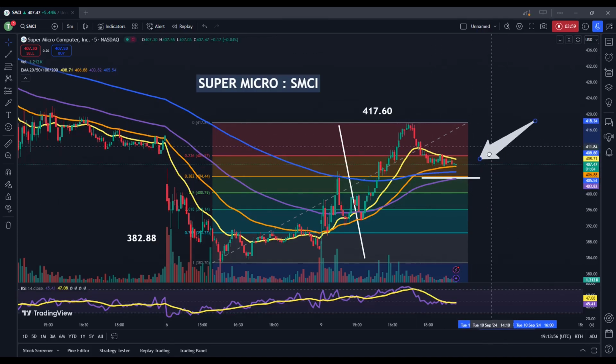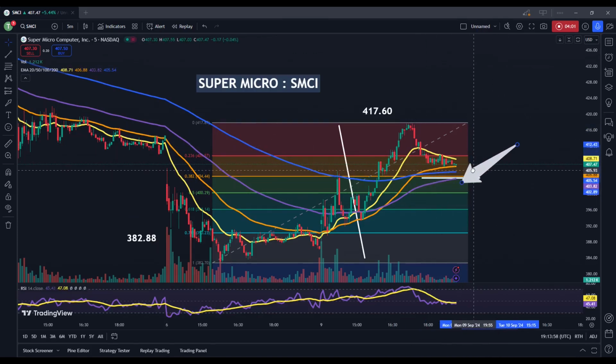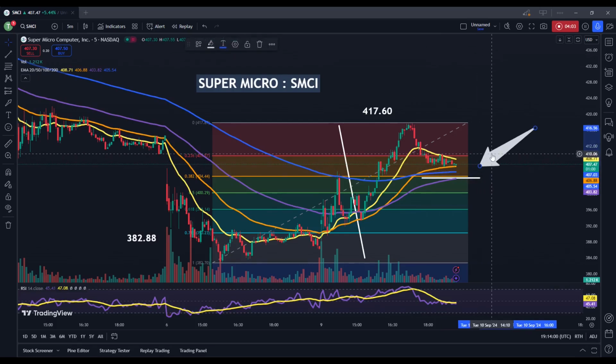As we can see here, this rising purple line is sort of the bottom moving average, and that would be the 100-period EMA on this time frame. In addition to that, if we're using this current trend wave here from 382.88 to 417.60 as the dominant trending movement, we can see that the 38.2% Fibonacci retracement currently comes in right around 404.50, just below there. So here we can see these two price zones coinciding with one another.